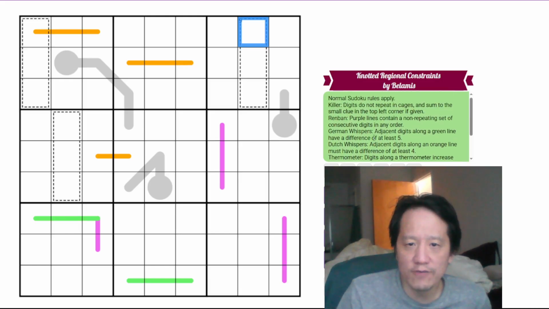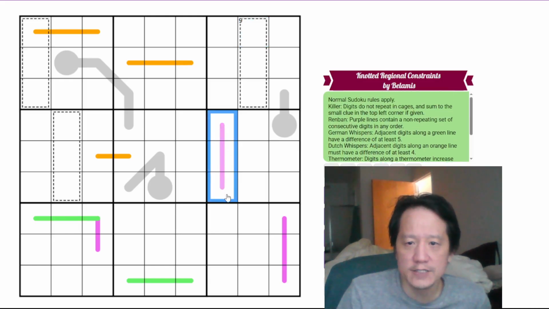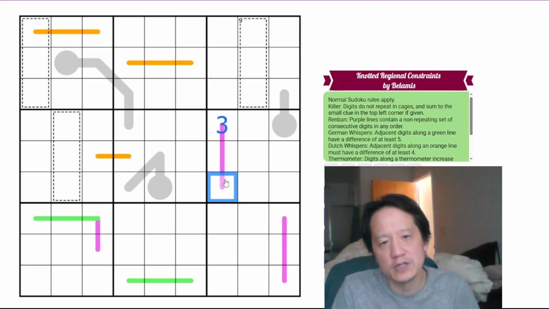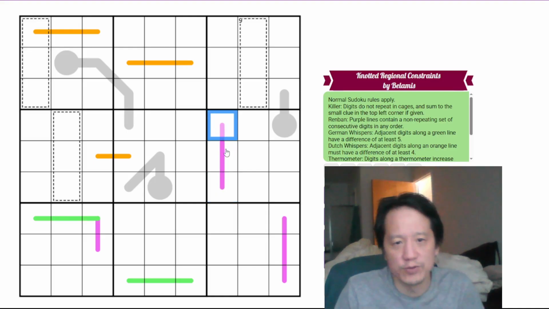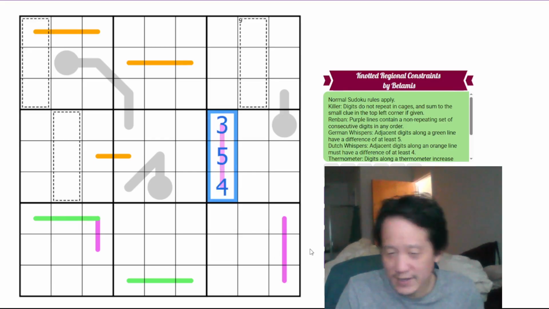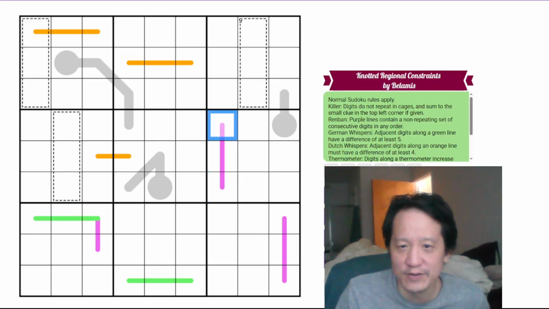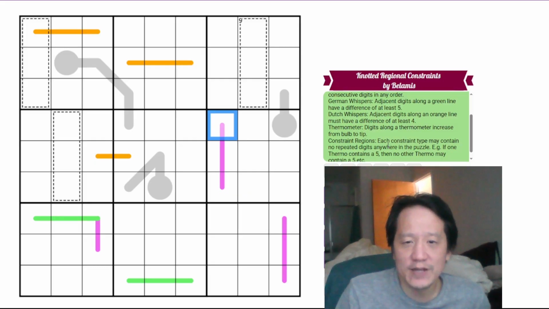We also have Renban, where purple lines contain a non-repeating set of consecutive digits in any order. So you could have something like 3, 5, and 4 here, and that would work for this Renban. Or 3, 4, and 5. Anyways, that's how Renbans work.